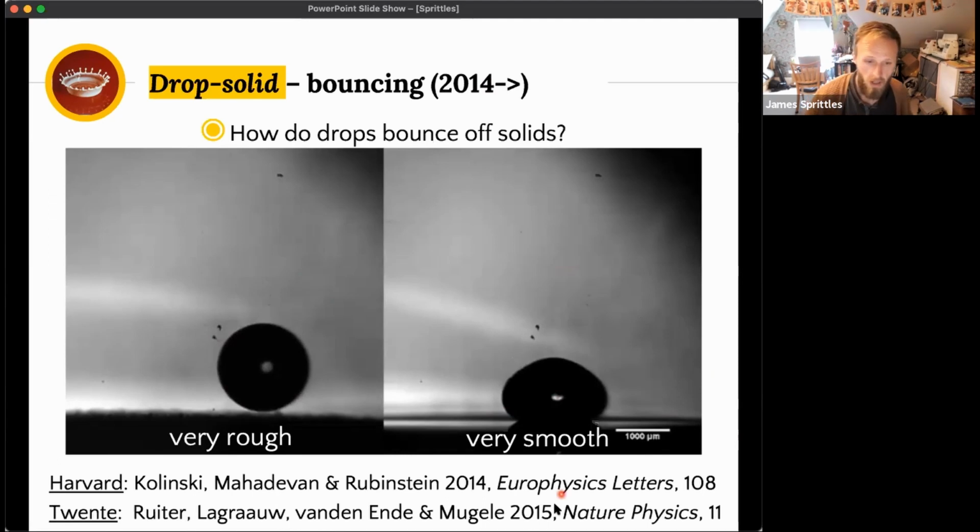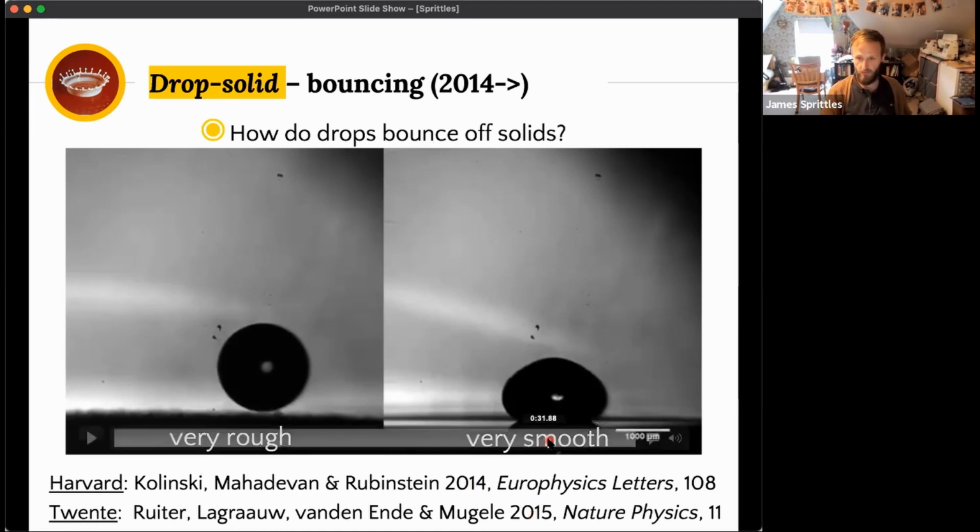I think it's remarkable that on a typical surface, a drop will impact and spread, but at either end of the scale, very rough or very smooth surfaces, you can create this bouncing phenomenon.